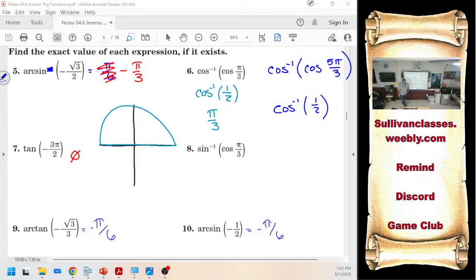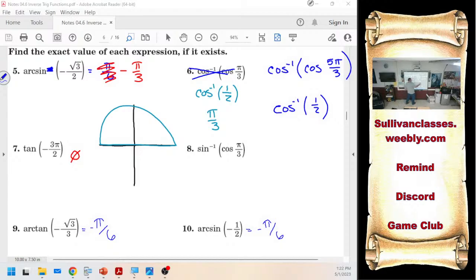Okay, now it's arc cosine. Is there a restriction on arc cosine? Quadrants 1 and 2. It's not going to spit 5 pi over 3 out. Now it's going to spit out regular 1 pi over 3. Okay, so they don't always just cancel out like that. We have to watch out for our restrictions with the arc functions.